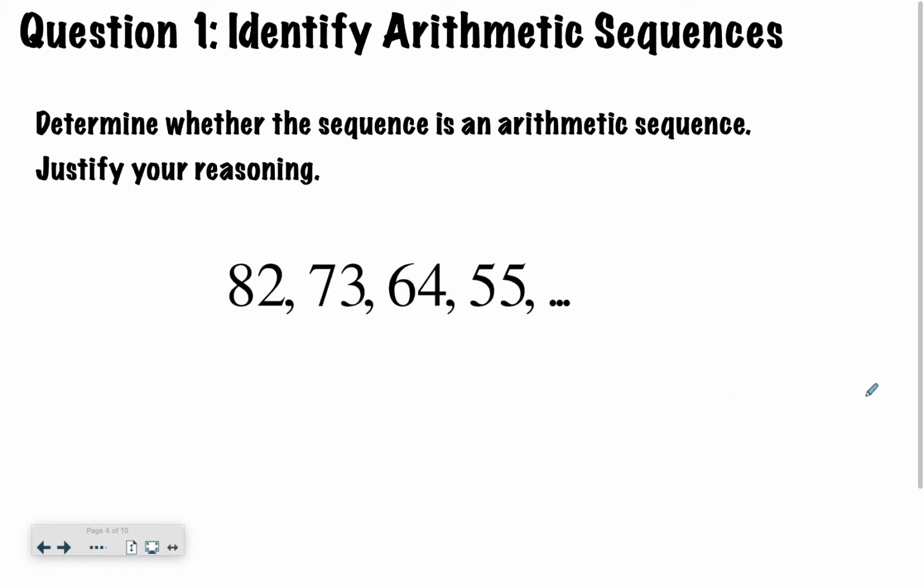Okay, so now I want you to look at these numbers and determine if it is an arithmetic sequence. Good luck.